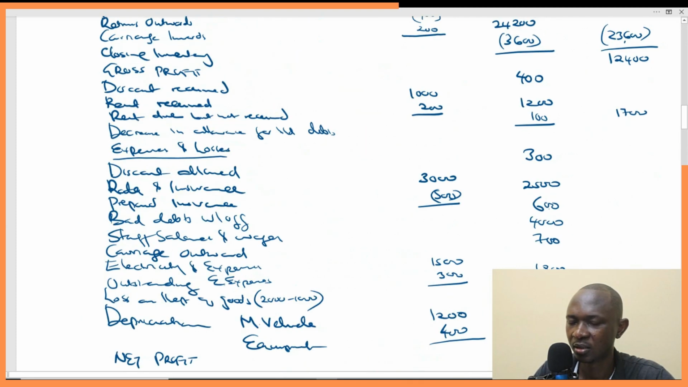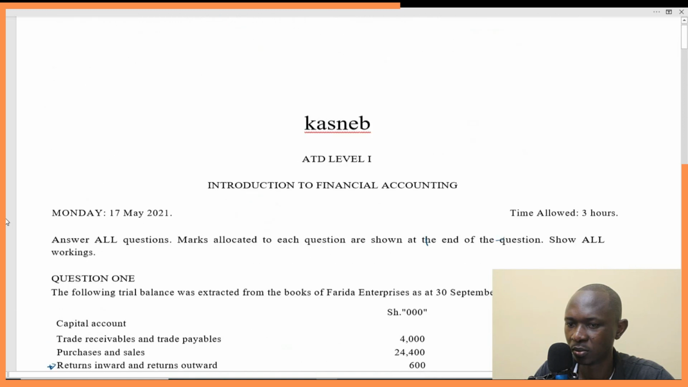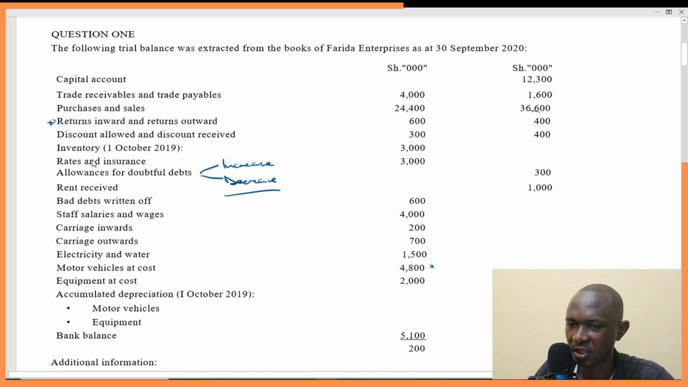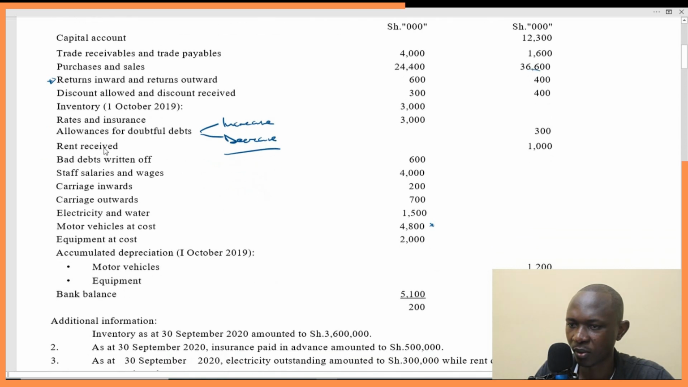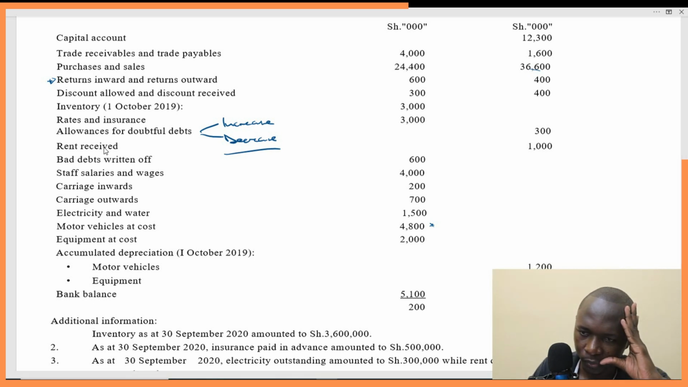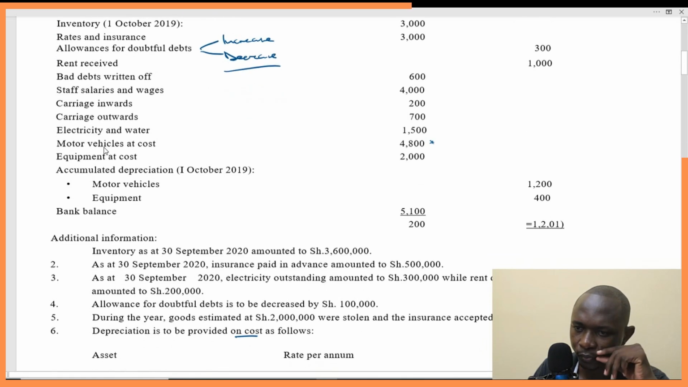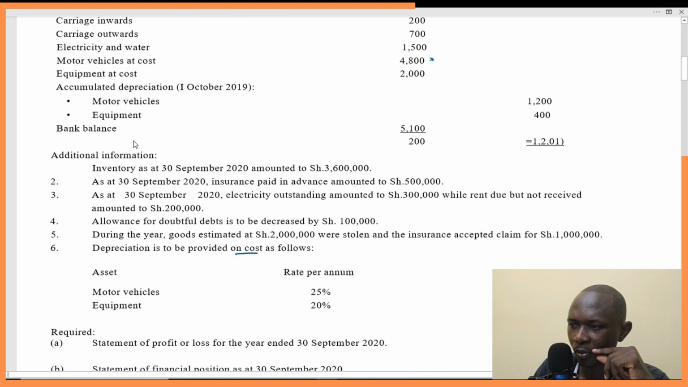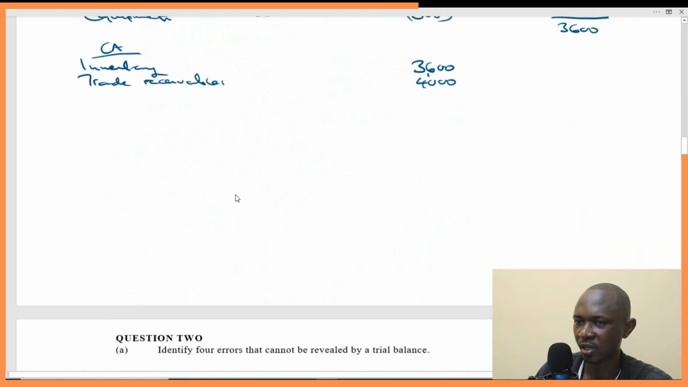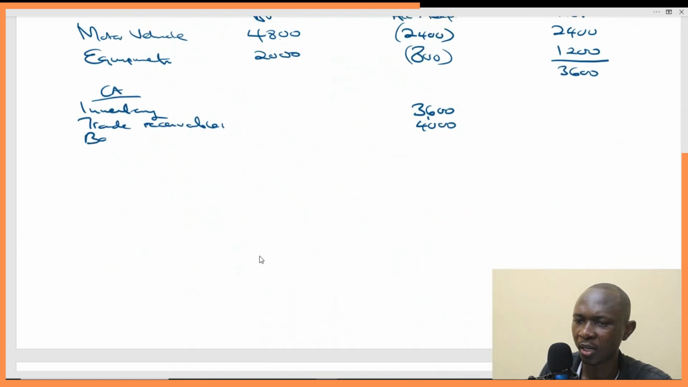Next. We are now interested in current assets. Bank balance 5,100.